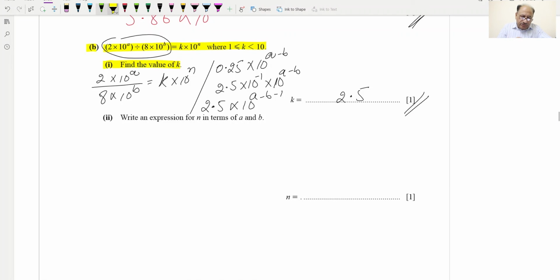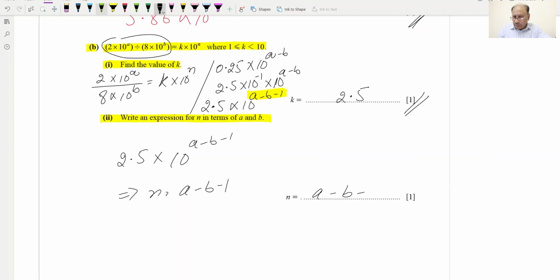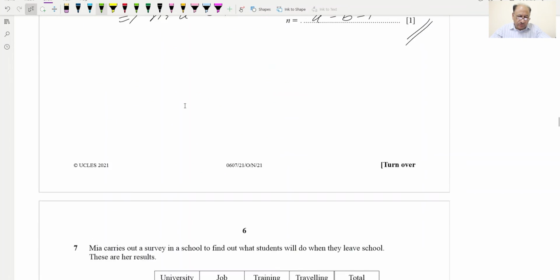Now write an expression for n in terms of a minus b. You can see this is basically the expression for n, so we can write the same thing over here, and this will be 10 raised to a minus b minus 1. So this implies n is equal to a minus b minus 1. So a minus b minus 1. This is the 1 mark question which we have done.